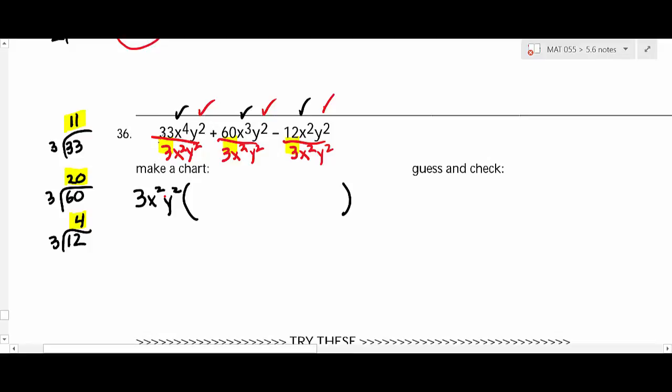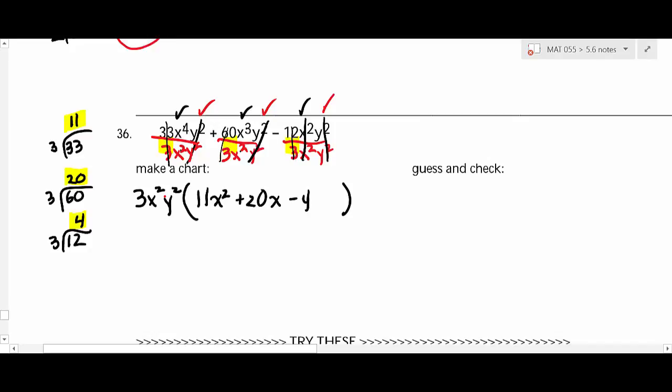Okay, so 33 divided by 3 is 11. The difference between 4 and 2 is 2, so that's x squared, and the y squareds cross out. So if you do it that way, you're not going to go wrong, okay? And then we do 60 over 3 is 20. The difference between 3 and 2 is 1, so that's an x. And then the y squareds cross out like that. Okay, here we have 12 over 3 is 4, and both the x's and y's cross out.